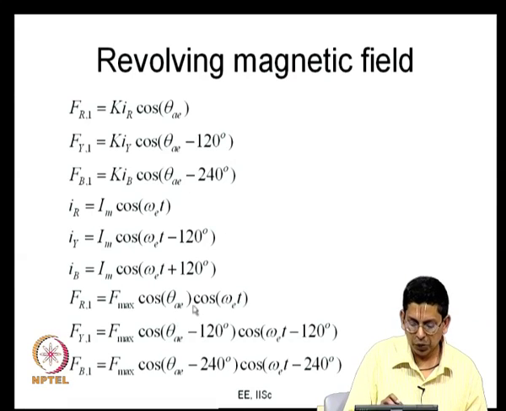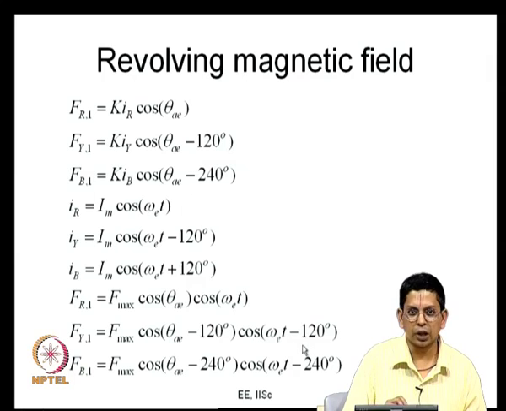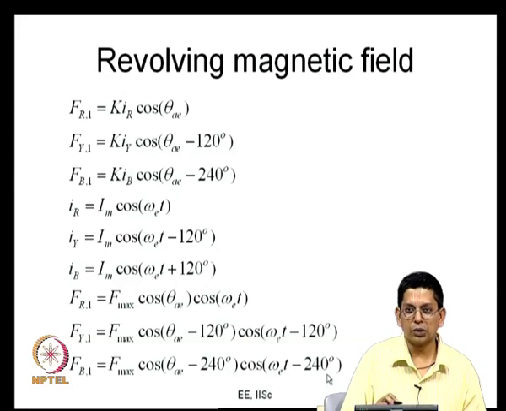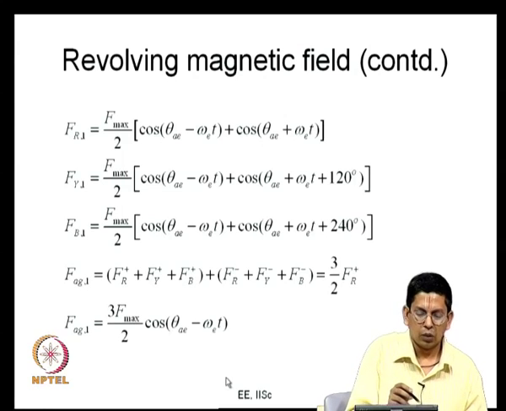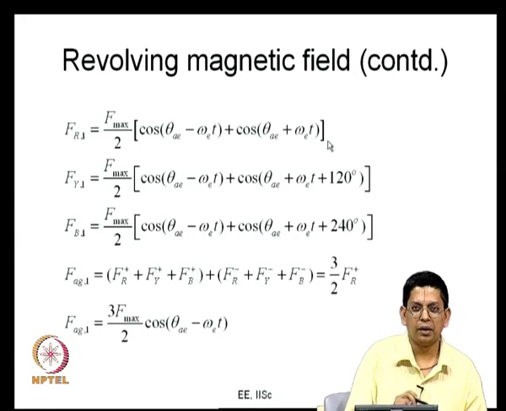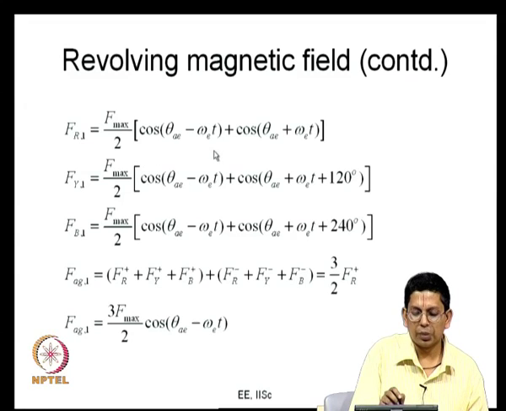You see the difference between theta AE and omega et, and you again see the difference between this argument and this argument. The difference between theta AE minus 120 and omega et minus 120 is the same, theta AE minus omega et, as before. Similarly, for theta AE minus 240 and omega et minus 240, the difference is still the same. So, let us write down the equations further. What you can say is FR1, FY1, FB1 can also be written as F max by 2 multiplied by the sum of two cosine terms. The first term is cos of theta AE minus omega et, that is the case for all the three phases.